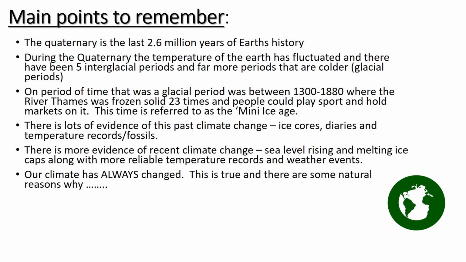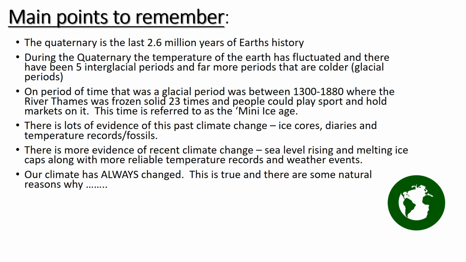And the key thing is that our climate has always changed. A lot of people argue that this is an argument for why climate change as we know it today is not actually happening, that it's just fake news, in Donald Trump's words, and that it's all just a natural phenomenon. It is true that our climate has always changed, and there are some natural reasons why climate and temperature have fluctuated, and that's what today's lesson is all about.